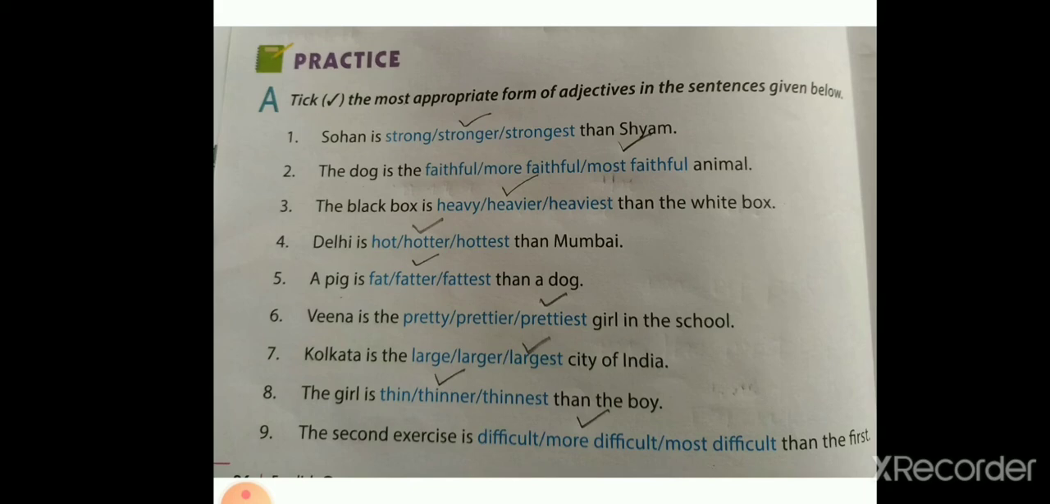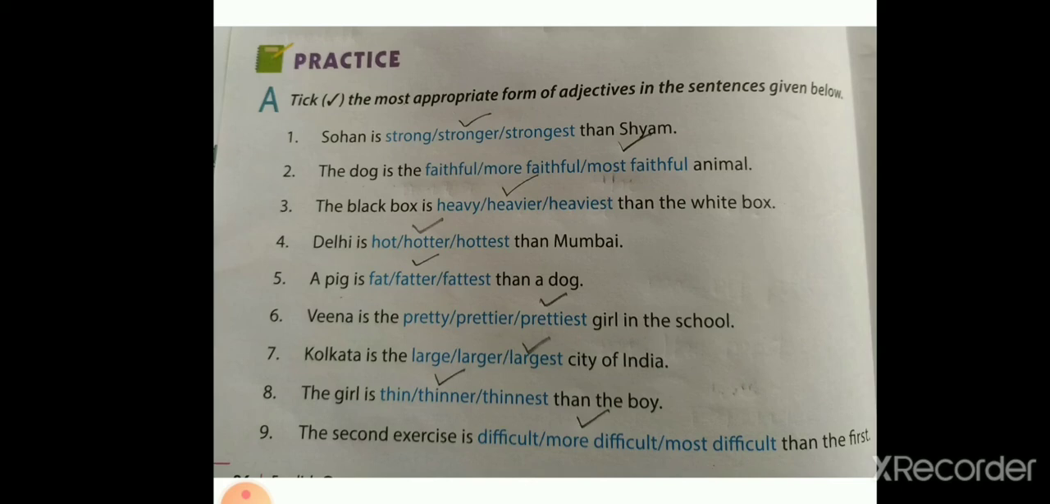Take the most appropriate form of the adjective in the sentences given below. Sohan is stronger than Sham. So you need to tick mark, children. Tick the word which is correct. Second one, the dog is the most faithful animal. The black box is heavier than the white box. In this third one, we are comparing one box to another box. So that is why we will use the word heavier.